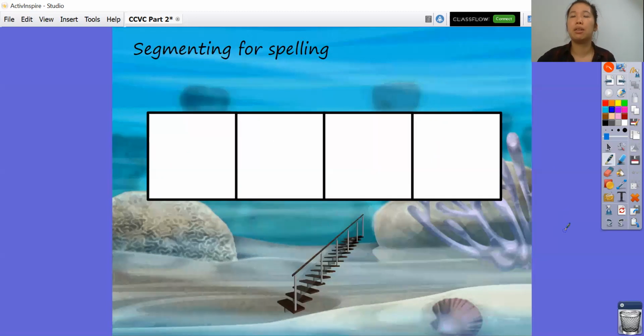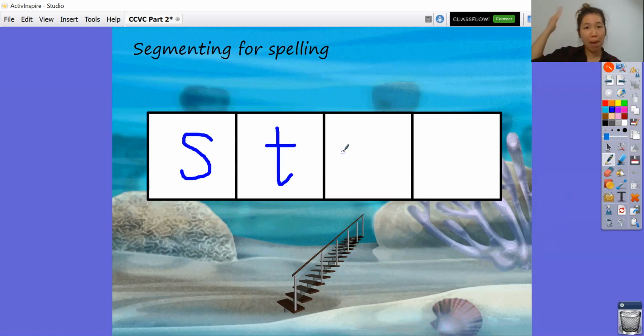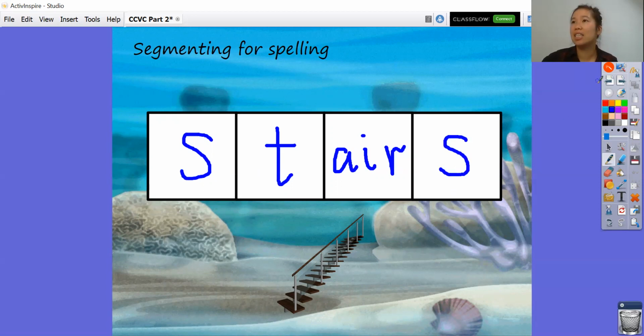Okay, next one. This one is stairs, st. So it's st, air, s. So there's four sounds. See if you can have a go at that one. All right, let's have a look. St, air. If you remember, air is a trigraph. So it's air. St, air, s, stairs.